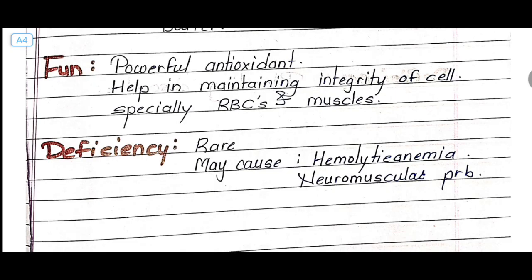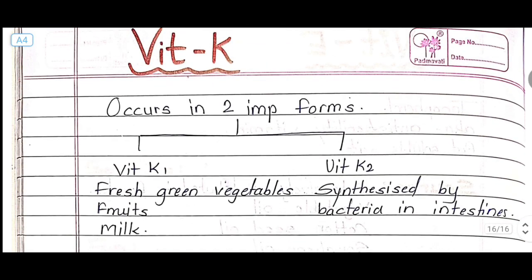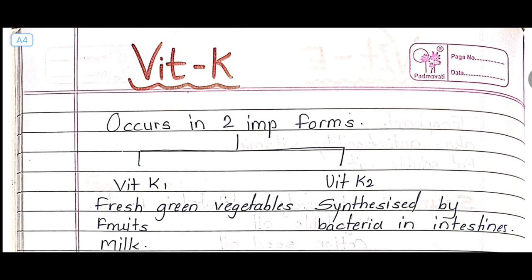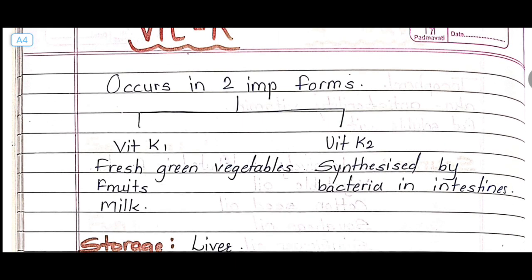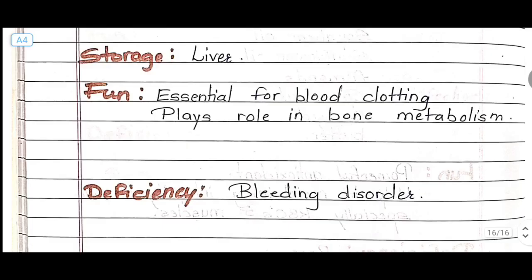and neuromuscular problems. Last vitamin is vitamin K, which occurs in two important forms, vitamin K1 and vitamin K2. Vitamin K1 we can get from fresh green vegetables, fruits, milk. Vitamin K2 is synthesized by bacteria in the intestine. Storage is in the liver. Function is essential for blood clotting, and it plays a role in bone metabolism. Deficiency causes a bleeding disorder.